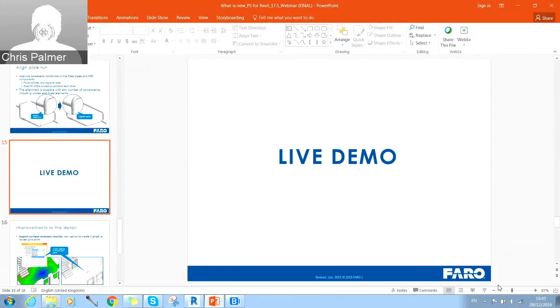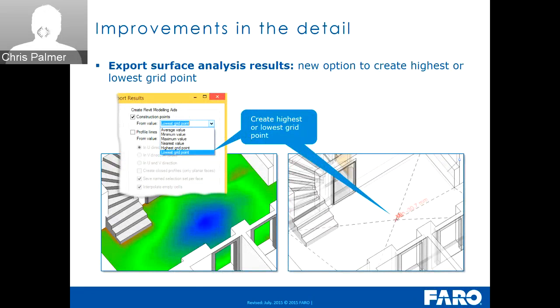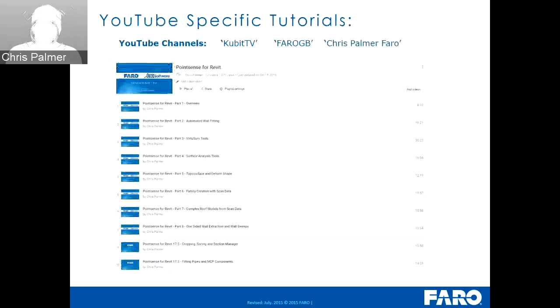So just to jump back into the PowerPoint now, one other very small improvement that we've got in the software, just with our heat map tool, there is now lowest grid point selection for the construction point values. So when we're creating our heat maps, we've just got an additional small selection that we can use to generate that map and give us a very low point for floor flatness and things like that. That's a very small improvement in the detail.